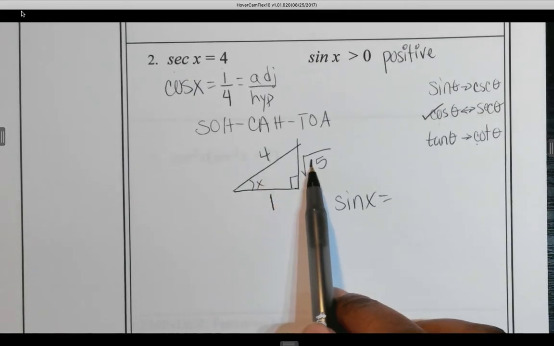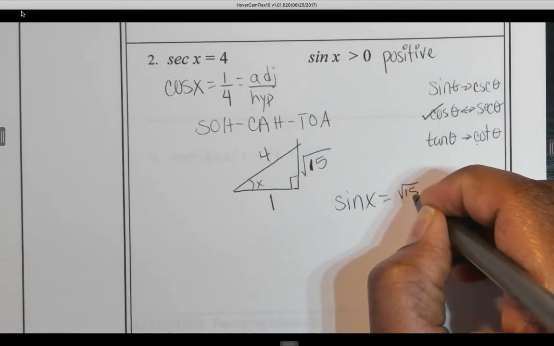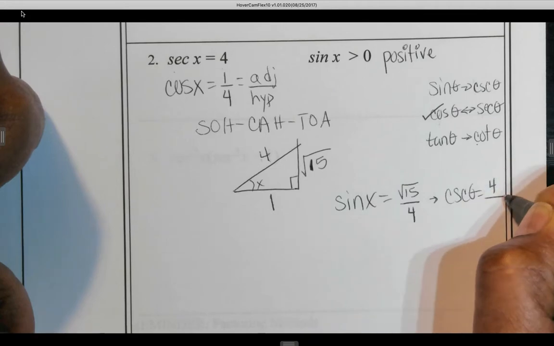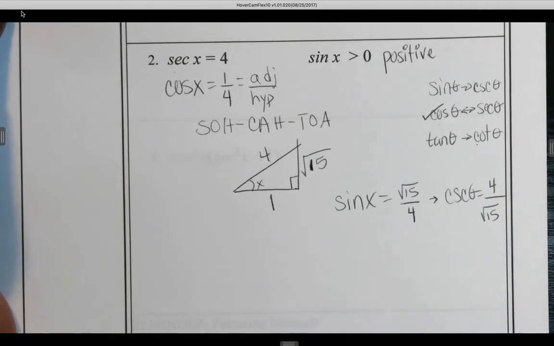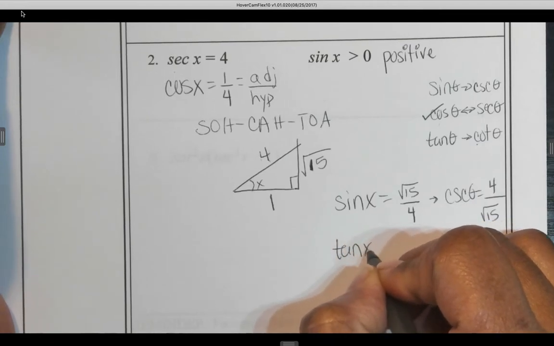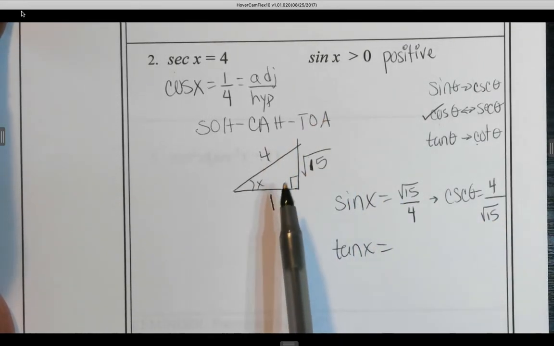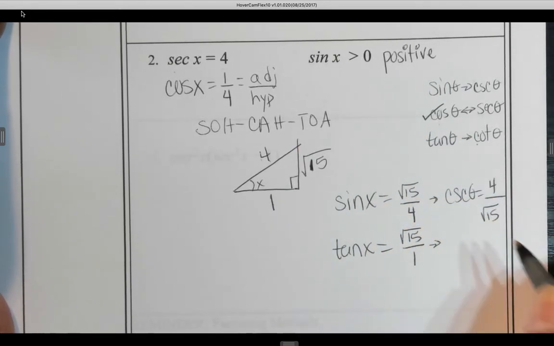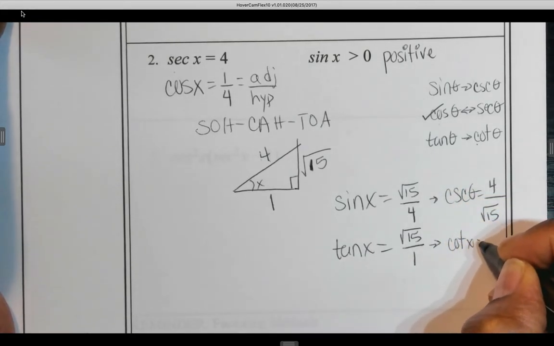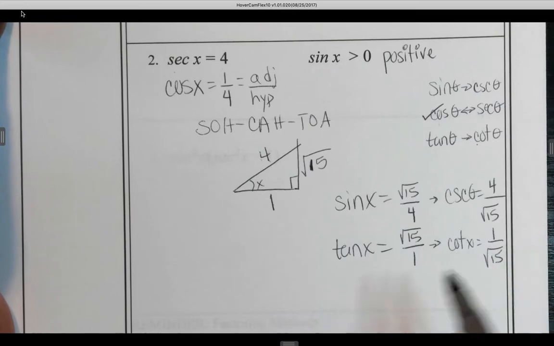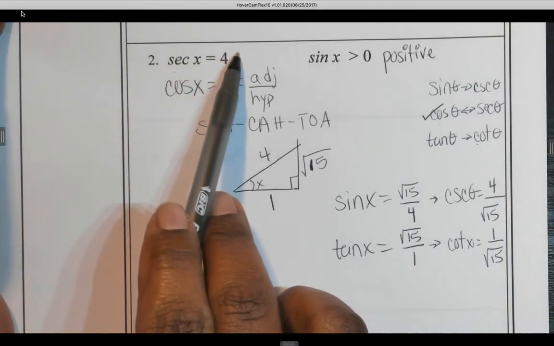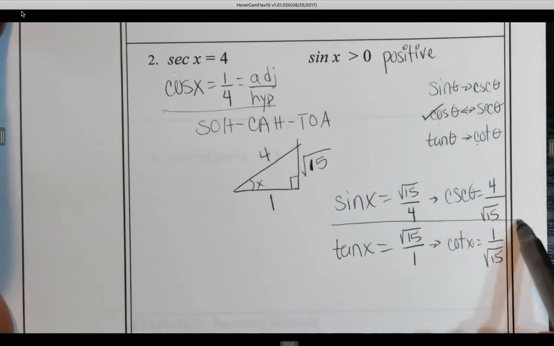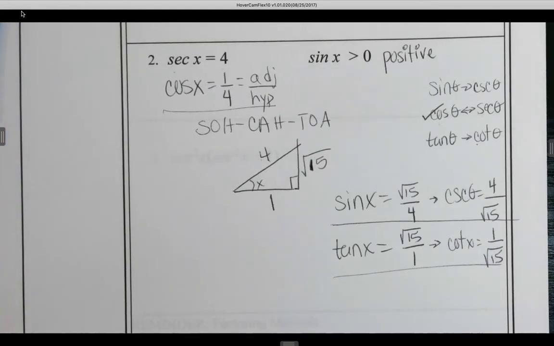Because sine is opposite over hypotenuse, I know it's square root of 15 over 4, which leads me to cosecant, which is going to be its reciprocal, 4 over square root of 15. And then tangent, using SOHCAHTOA, opposite over adjacent, so I'm going to put the opposite side over the adjacent side, root 15 over 1, which again leads me to cotangent, which is just the reciprocal, so 1 over root 15. So in this case, I was only given one value for the trig function, and I found the remaining 5 values. Okay.